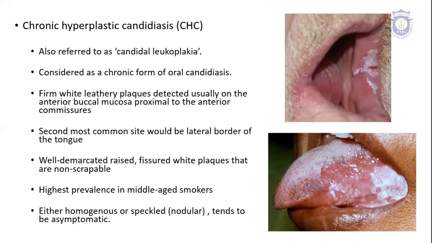The second most common site would be the lateral border of the tongue, where we can see in the second picture well demarcated, raised, fissured white plaques that are non-scrapable. So hyperplastic candidiasis lesions are non-scrapable, and these infections are of highest prevalence in middle-aged smokers. And this could be either homogeneous or speckled form, and this infection tends to be asymptomatic.